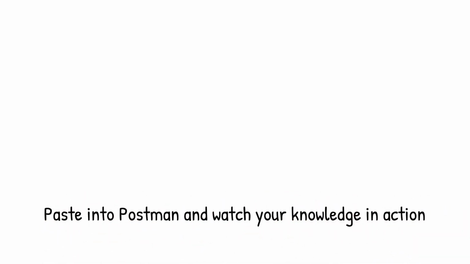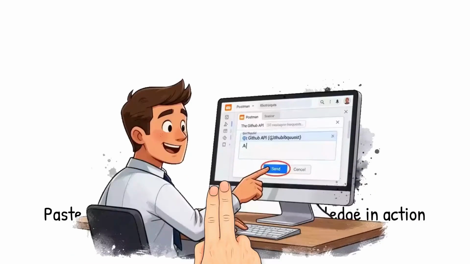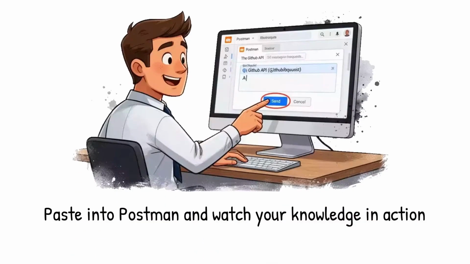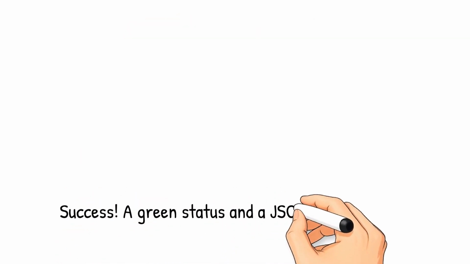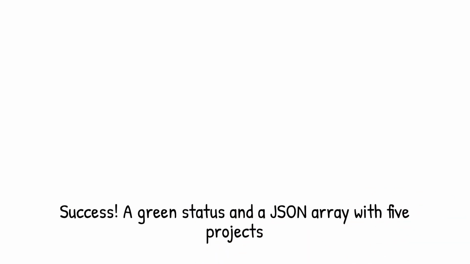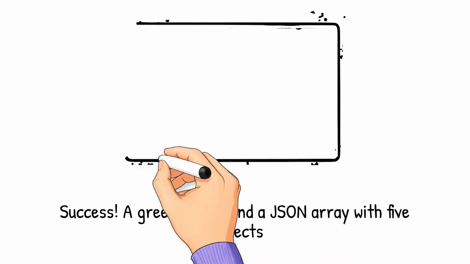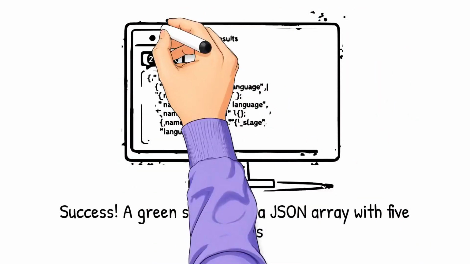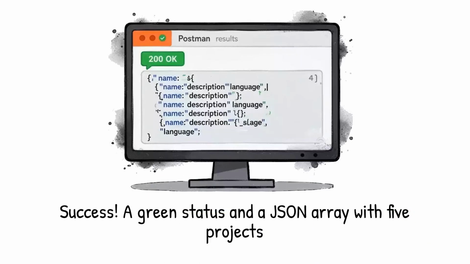Now watch how much you understand. The method was get, that's episode 3. The endpoint /repos, that's episode 4. The question mark part that asked for just 5, also episode 4, query parameters. Up top, a green 200 status, episode 6, success, and the answer that came back, a neat list inside square brackets. That's a JSON array from episode 5, holding 5 projects, each with its name, description, and language.